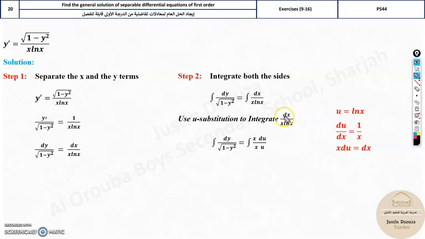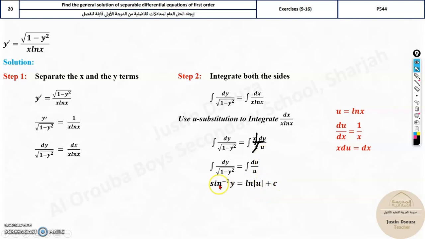Now over here, what happens? dx is x du. You substitute the dx value as x du, and in the denominator x remains, but what is natural logarithm x? That is u. So you just cancel this x and x. Now you can easily integrate it, isn't it? It will be natural logarithm of u.